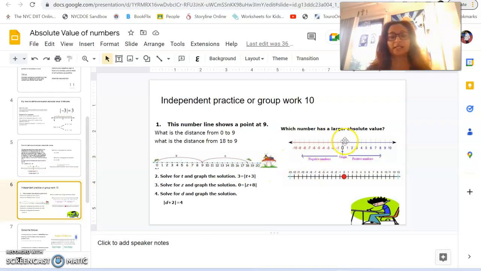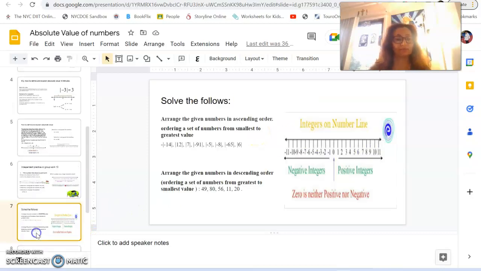So let's do this activity together. I want somebody to tell me what is the distance from the 0 to this one in here. Let's count together. We're going to count from 0 to 9 first. So we're going to count together: 1, 2, 3, 4, 5, 6, 7, 8, 9, and this is 9. All right, we can count also the distance from the 9 to the 18. It's going to be another 9, and this is called the absolute value of a number.